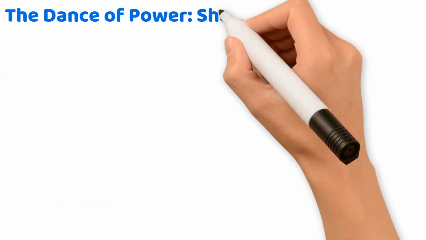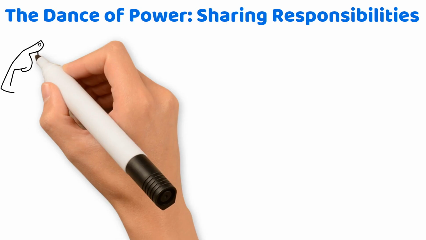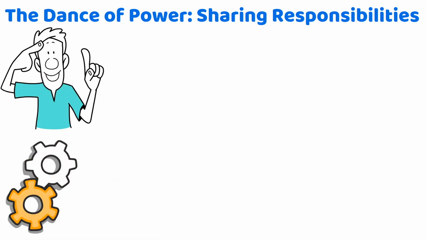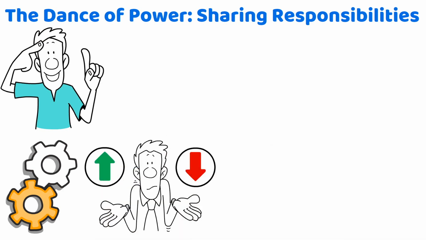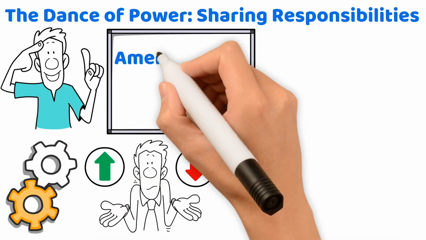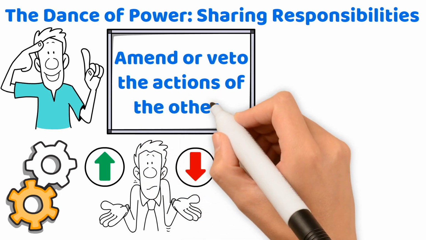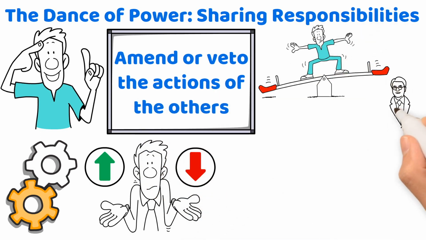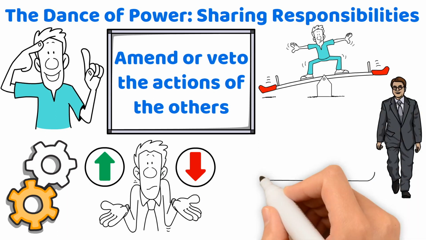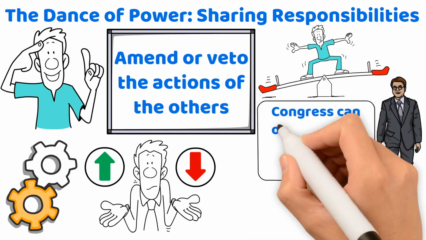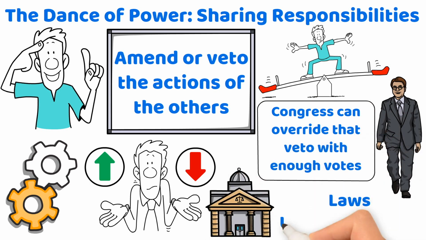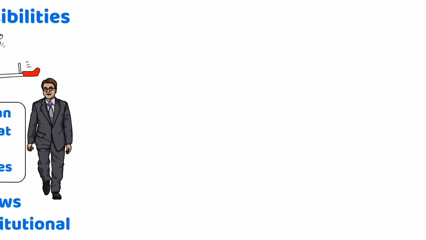The dance of power, sharing responsibilities. Understanding how these branches of government share power and responsibilities is key. They operate under a system of checks and balances where each branch has the authority to amend or veto the actions of the others, maintaining a balance that prevents any single branch from becoming too powerful. For instance, while the president can veto laws, Congress can override that veto with enough votes. Similarly, the Supreme Court can deem laws unconstitutional, checking the powers of both the executive and legislative branches.